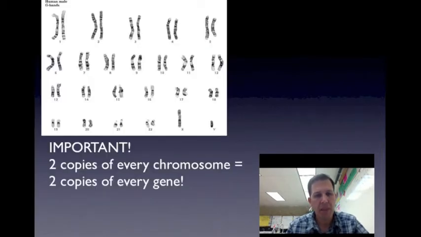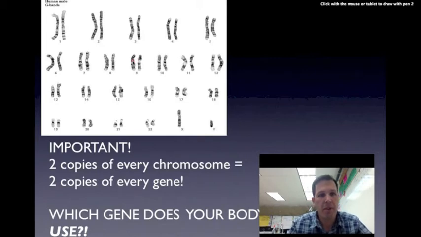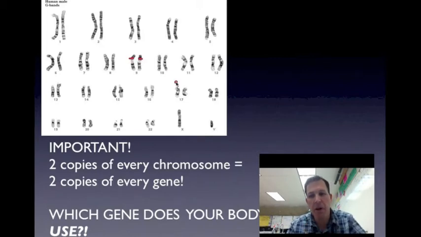All right, and remember, it's important that this is what we're going to talk about now, that you have 2 copies of every chromosome, so you actually have 2 copies of every gene. So think about that. You actually have a double copy of every gene. Okay. So the question is, which gene does your body actually use? If you have 2 copies, maybe on this chromosome, here's your gene for eye color, and then there's another gene for eye color, one from your mom, one from your dad.